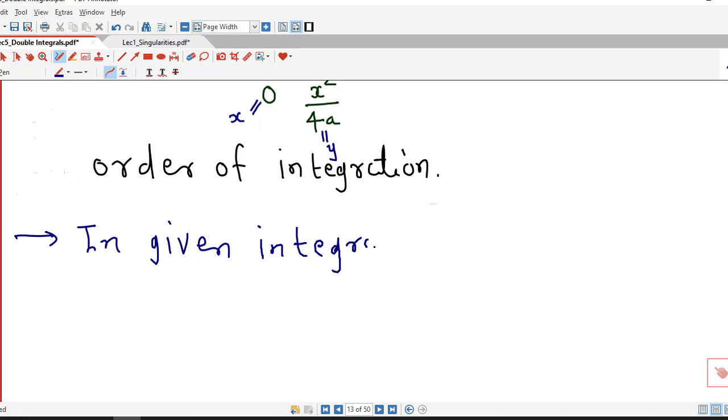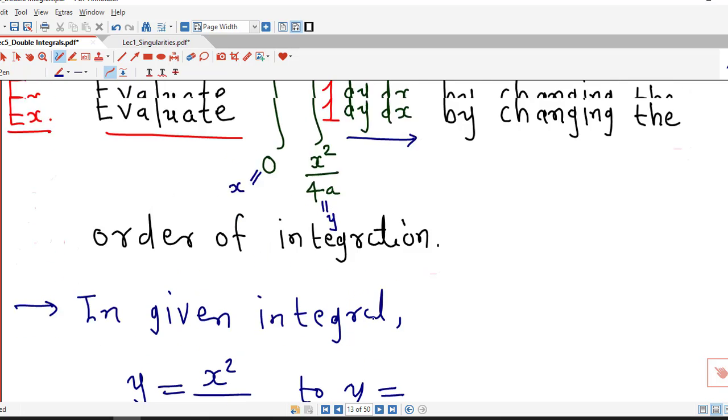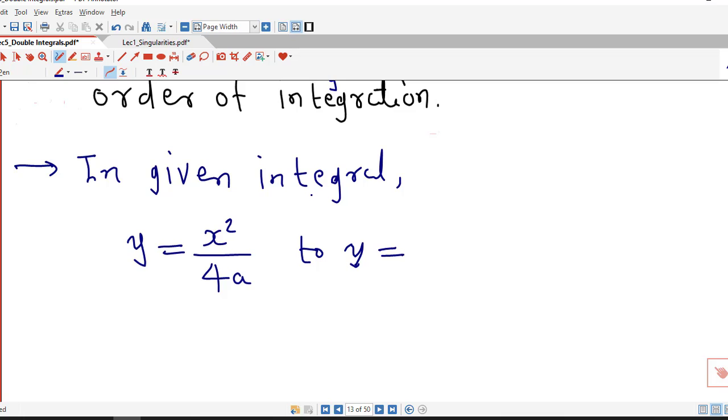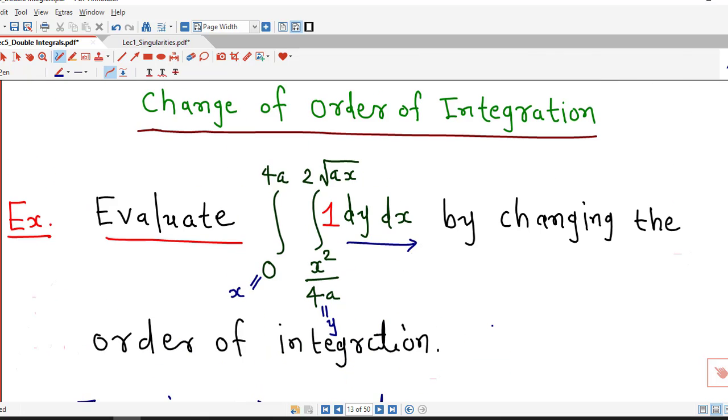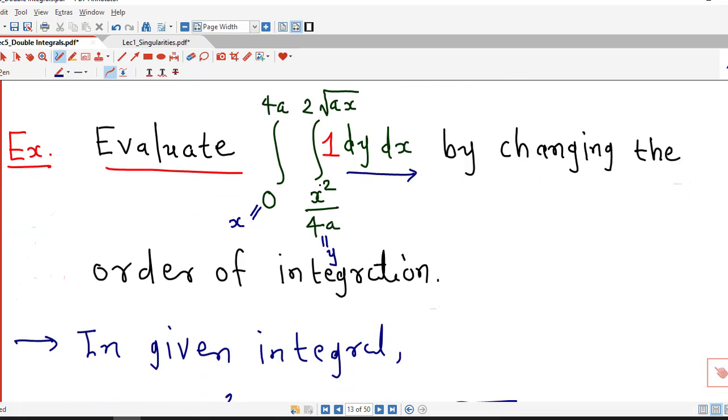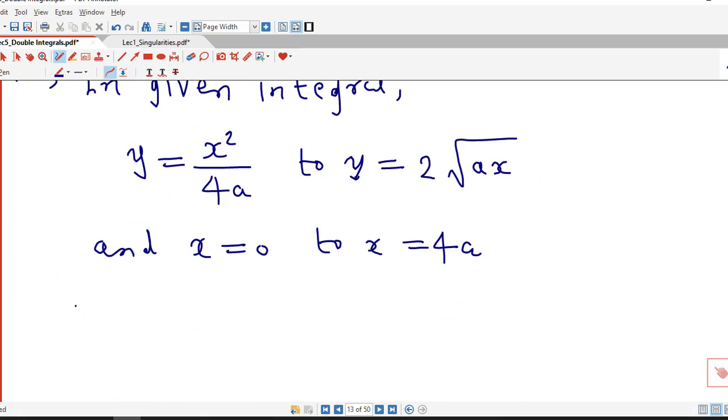In the given integral, y is from x square divided by 4a to 2 square root of a into x, and x is from 0 to 4a. So x is from 0 to 4a and y is from x square by 4a to 2 under root of ax.